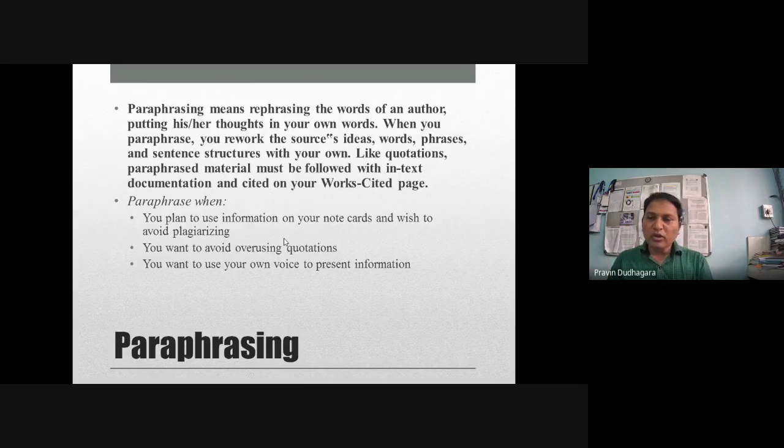You want to avoid overusing the quotation, because sometimes in one paragraph you use multiple quotations. It does not look good, and it also does not give a good understanding. You want to use your own voice to present the information. So paraphrasing is nothing but rephrasing the original published material with your own words.